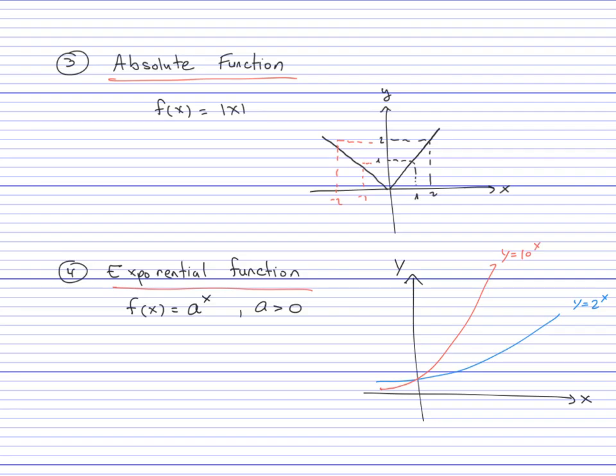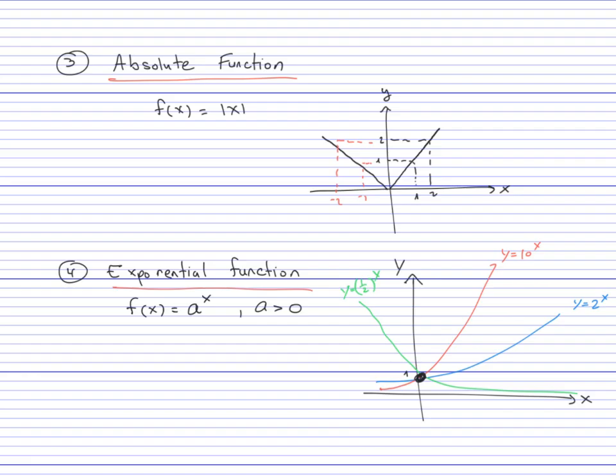And what happens if a equals 1/2? In this case, you'll see that it's something like that. And here all of those functions intersect at 1. Why? Let's say that's y equals 1/2 to the power of x. Because when x equals 0, everything equals 1. So 1/2 to the power of 0, that's 1. 10 to the power of 0, that's 1. Okay, so that's how the graph looks.